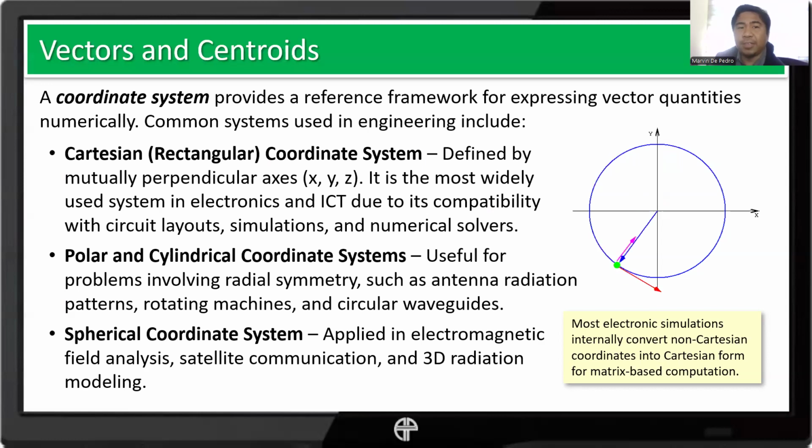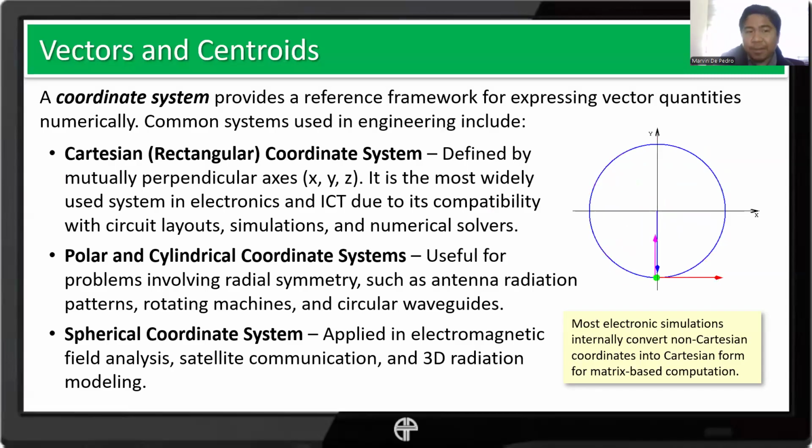It is the most widely used system in electronics and ICT due to its compatibility with circuit layouts, simulations, and numerical solvers. Actually, we've been using the rectangular system since module one. But for higher physics, you're going to see soon that sometimes you have to use the polar and the cylindrical coordinate systems. They are useful for problems involving radial symmetry, such as in antenna radiation patterns, rotating machines, and circular waveguides used in telecommunications.